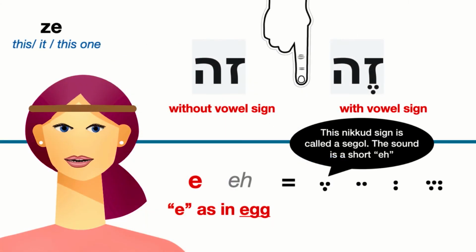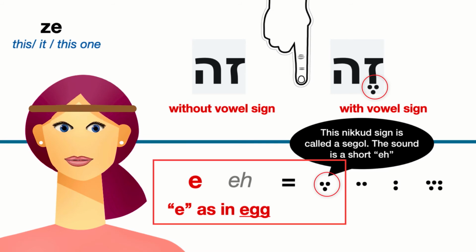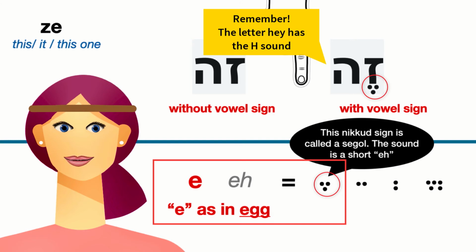Note that under the letter Zayin is the nikkud sign for the short vowel E. This nikkud sign is called segol. It is the E sound of egg. And as you can see, this word ends with the letter He, which has an H sound. That's why we pronounce this as Ze.